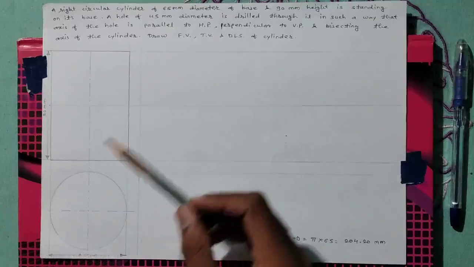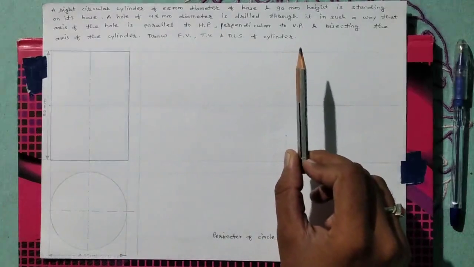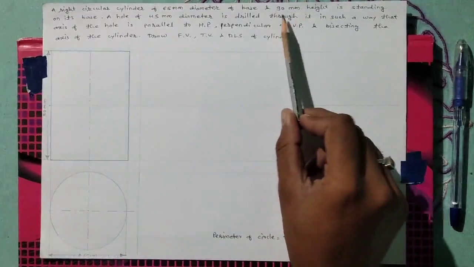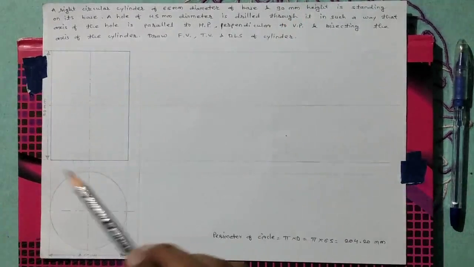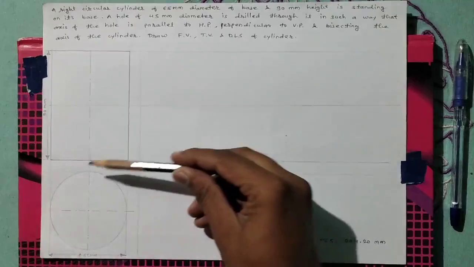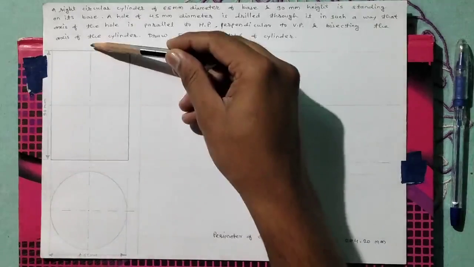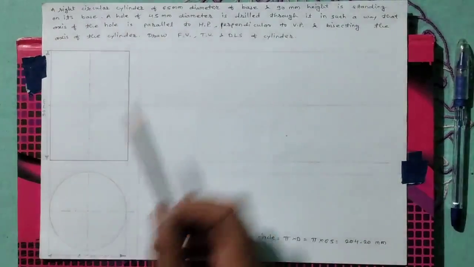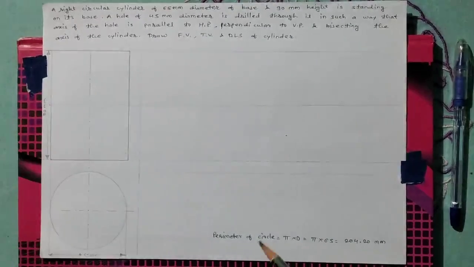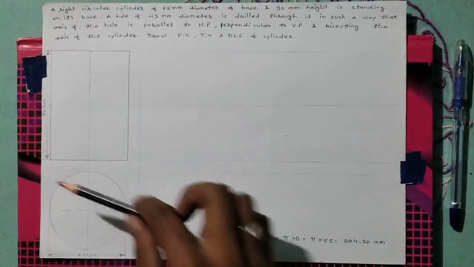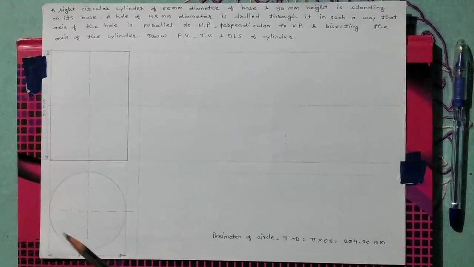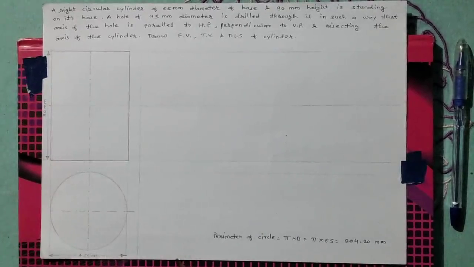In the front view, we have to put the height of the cylinder as 90 mm. It is put from this reference line. Take 90 mm from this reference line upwards, and after taking the 90 mm, draw this projection line. After drawing the height, draw this rectangle of the front view. Here we complete the front view and top view of the cylinder.